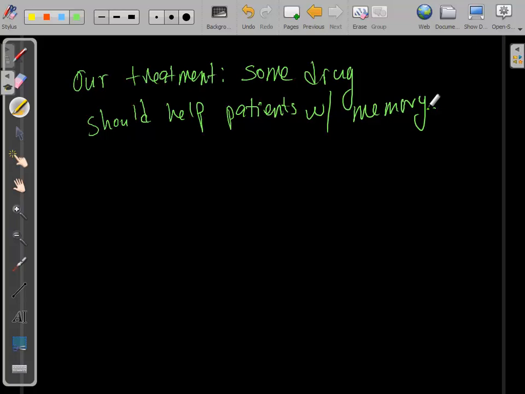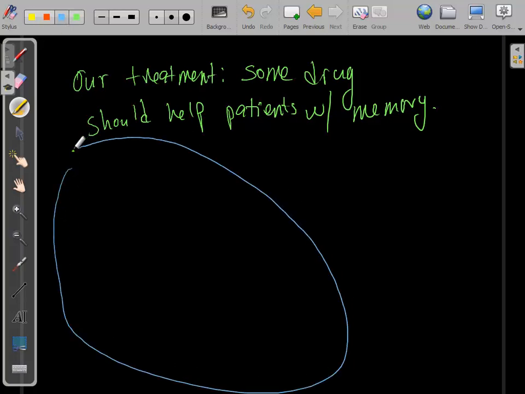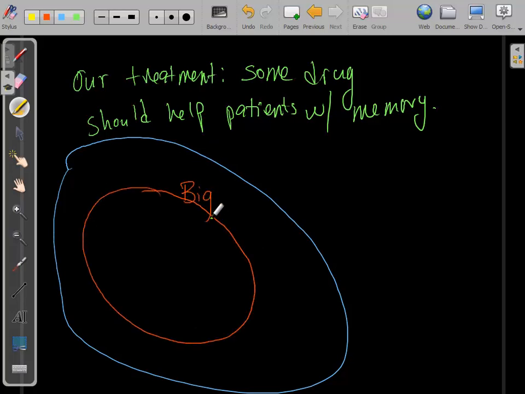Okay, so we want to test this, and what we need to do is compare the results of people taking the drug with people not taking the drug. One way to do this is to have our population, so all people that could potentially be influenced by this, and we're going to randomly select a group. Here's our big sample, and I should probably label this population.